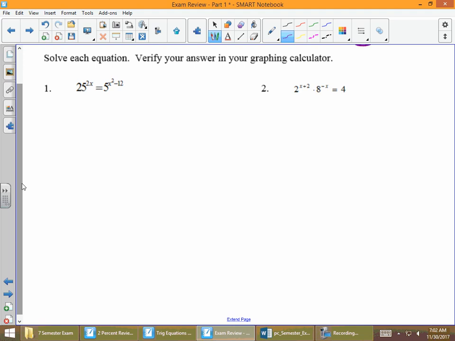For these first two, I'm going to use exponent rules because when I'm looking at number 1 and number 2, I'm able to put everything in the same base. For number 1, I'm going to replace 25 with 5 squared, and then bring down that 2x. I'm going to leave the other side the way it is for now. Power to a power is multiplication, so 2 times 2x is 4x.